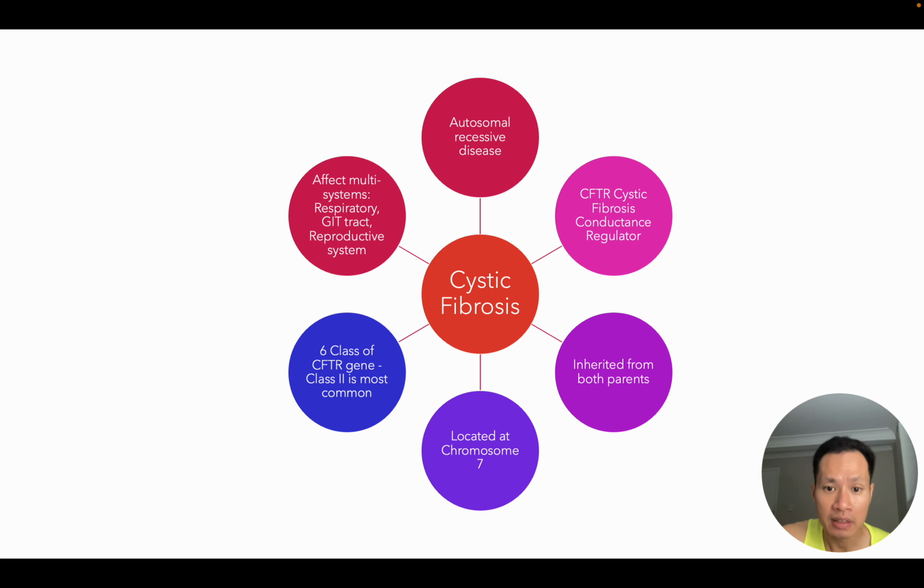So what is CF? It is an autosomal recessive disease caused by a mutated gene. Those mutated genes are inherited from both parents. It's called CFTR, cystic fibrosis transmembrane conductance regulator. This gene can be found on chromosome 7, and there are 6 classes of CFTR gene mutation that could cause the disease. This is a life-threatening disease that affects multiple systems, including respiratory, GI tract, and reproductive system.